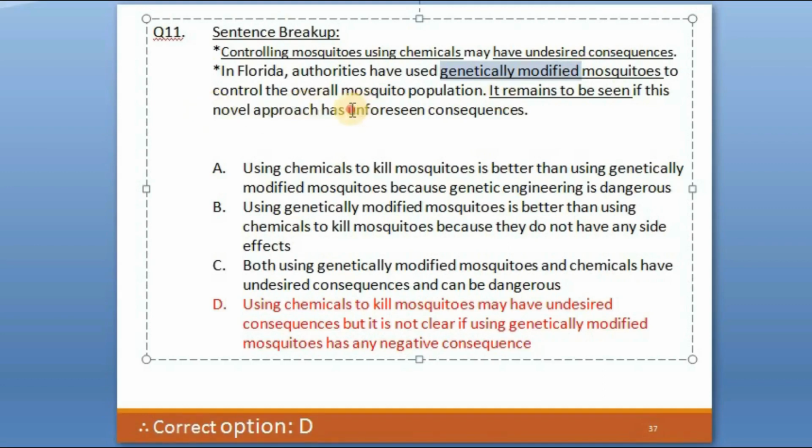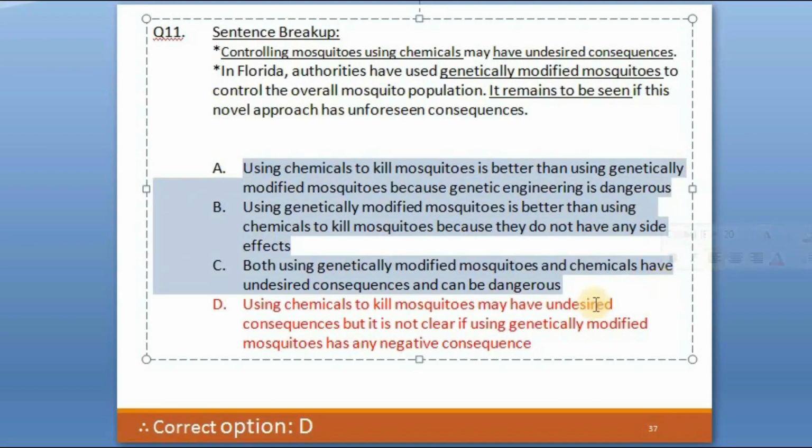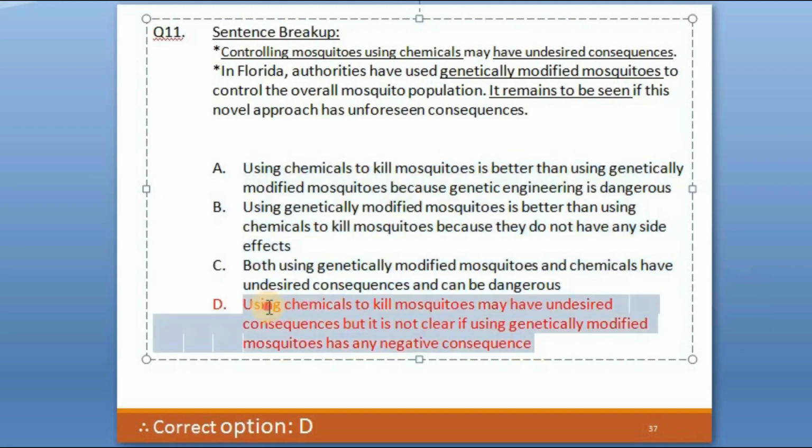So if we analyze the 4 statements here, then the last one, that is, using chemicals to kill mosquitoes may have undesired consequences, but it is not clear if using genetically modified mosquitoes has any negative consequences. So this is the only statement which follows these 2 sentence breakups, right? And the other statements do not follow these given conclusions, okay?